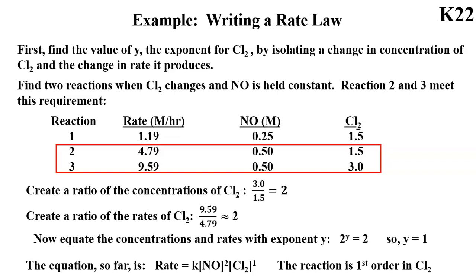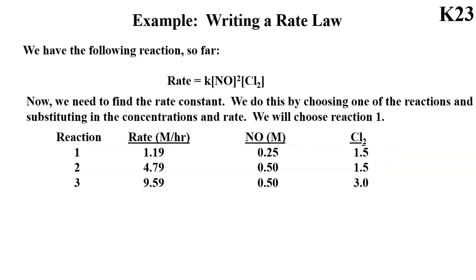Now the only thing we have left to solve for in this equation is the value of the rate constant K. So how do you do that? Well, we have the following rate law so far. I didn't write the exponent 1 above Cl2, but it's implied there. Now we need to find the rate constant. We do this by choosing one of the reactions. You can pick any one of the reactions you want. In fact, if you want to try out all three of them, you should find that they give you the same value of K.